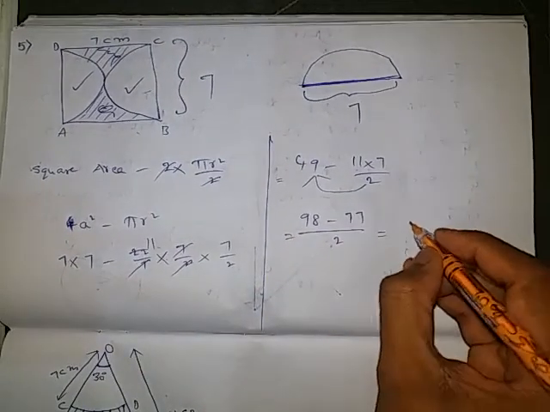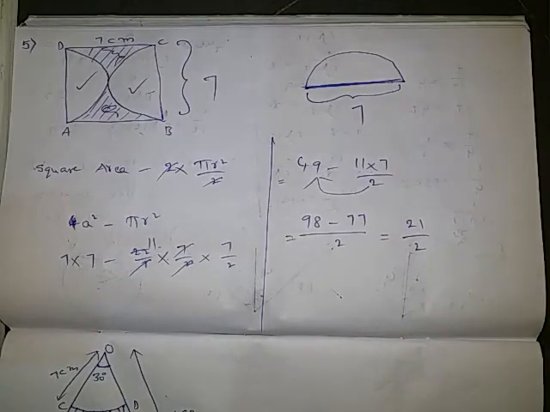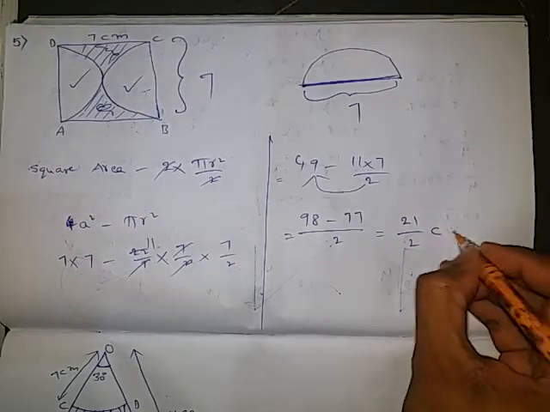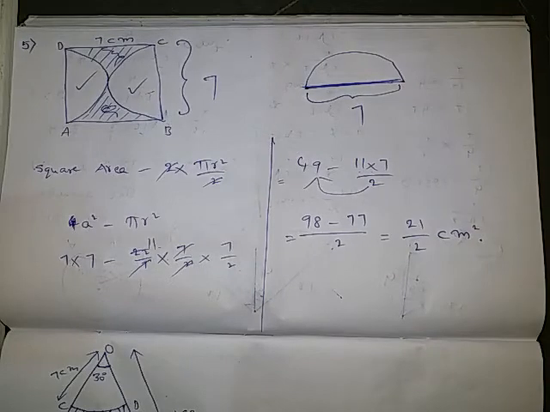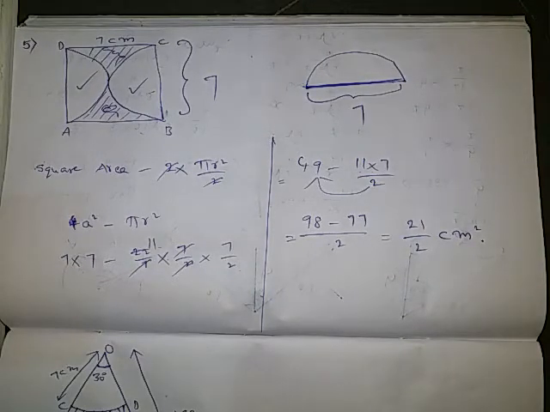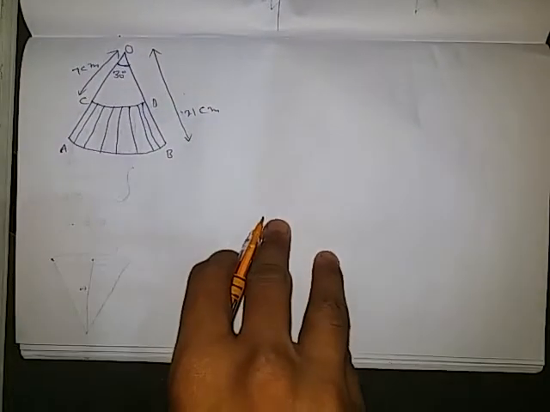98 minus 77, 21 by 2. We are finding the area, every measurement is in centimeters, so this will become centimeter square. So the area of the shaded part is 21 by 2 centimeter square. Let's move to the next question.